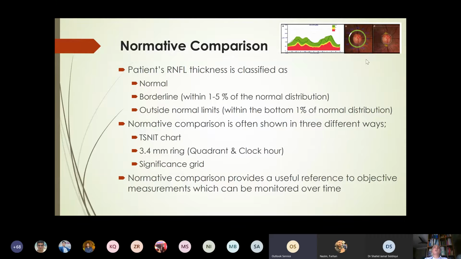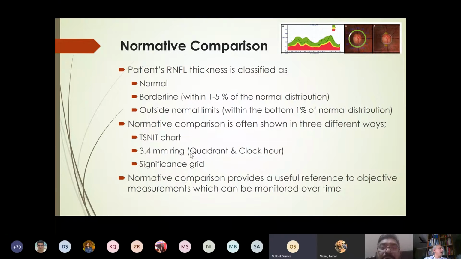This is usually where the patient's RNFL thickness is classified as either normal, borderline, which is 1 to 5% of the normal distribution, or outside normal limits, within the bottom 1% of the normal distribution. So those are the three things. The yellow is the borderline, which you see in this graph, and the outside normal limits is the red one. Then the normative comparison is often shown in three different ways.